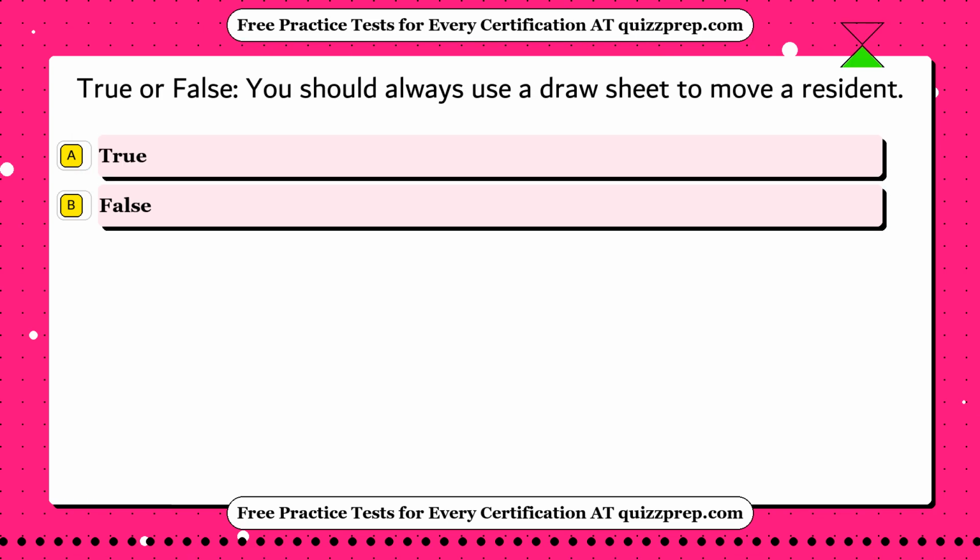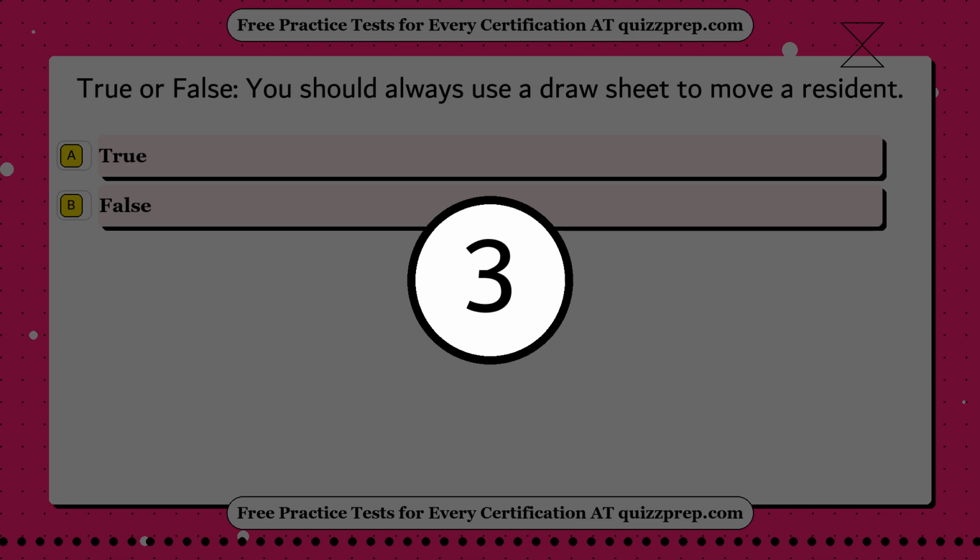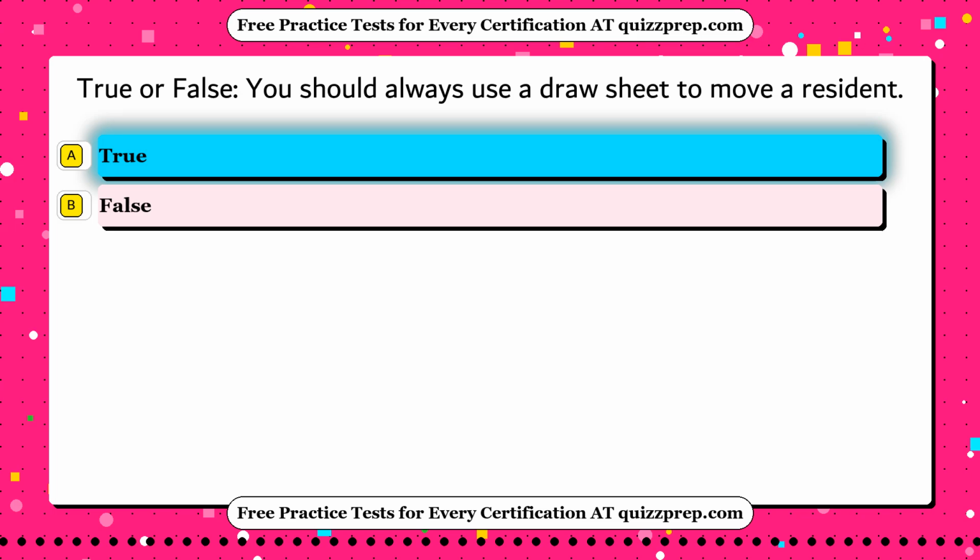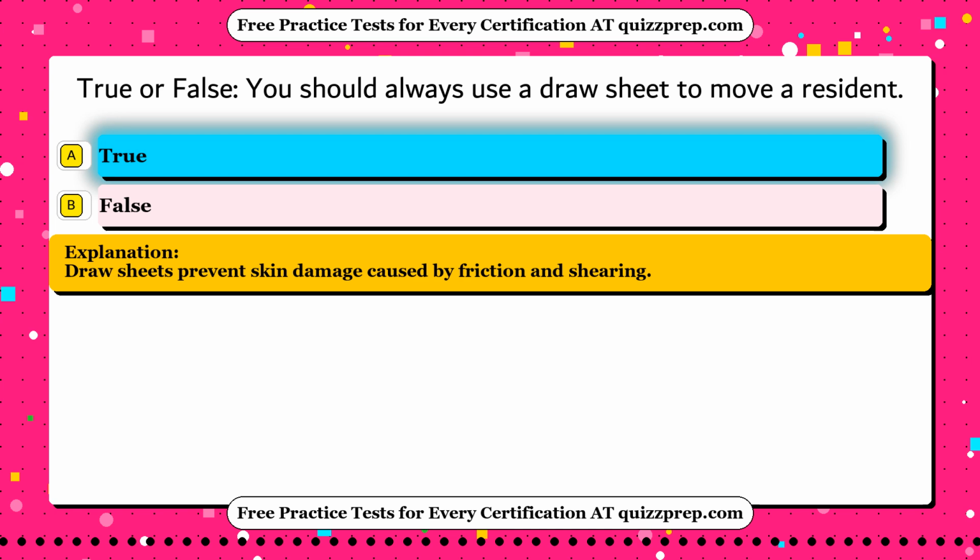Question 137. True or false, you should always use a draw sheet to move a resident? Option A, true. Option B, false. The correct answer is option A, true. Draw sheets prevent skin damage caused by friction and shearing.